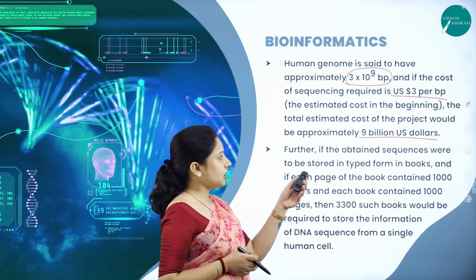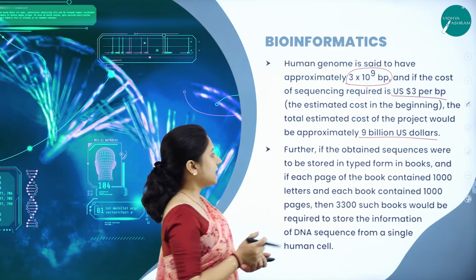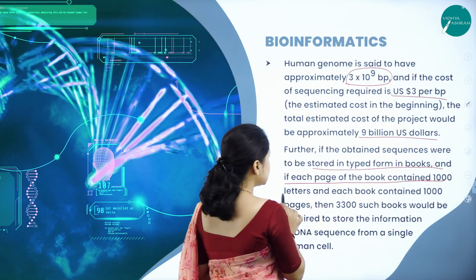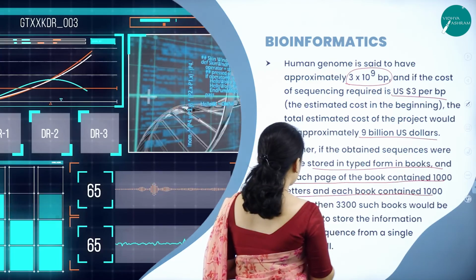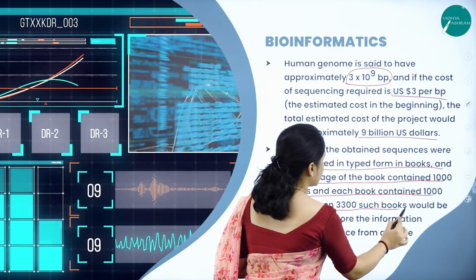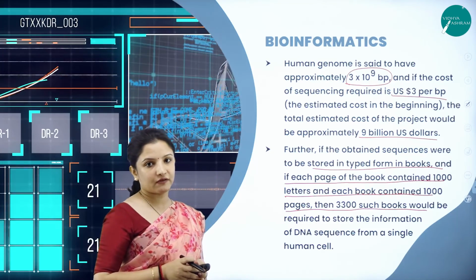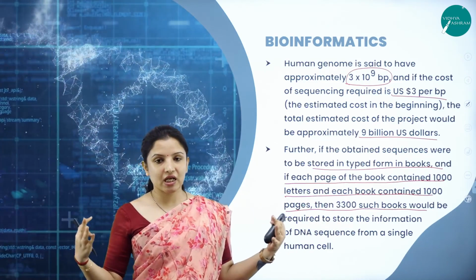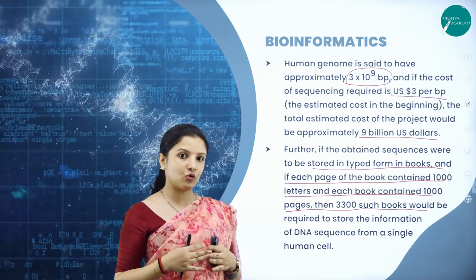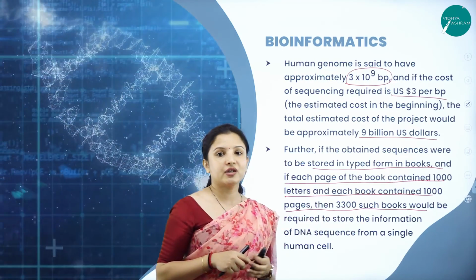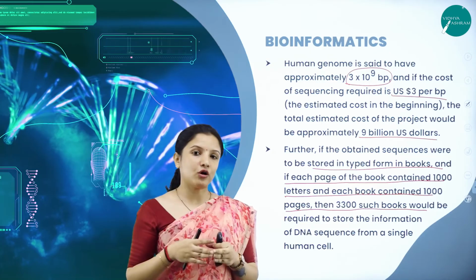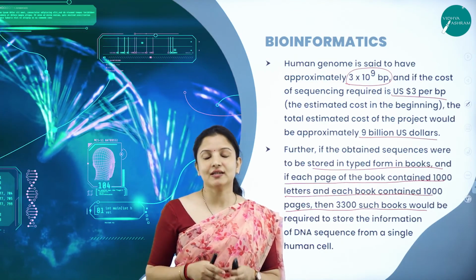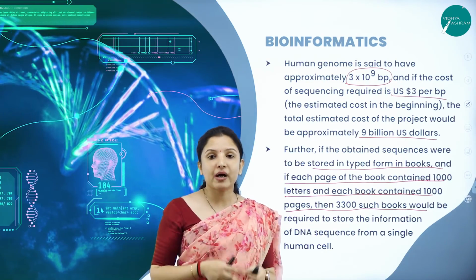And further, if the obtained sequences were to be stored in typed form in the form of books, and if each page of the book contained 1,000 letters and each book contained 1,000 pages, then 3,300 such books would be required to store the information, right? Because imagine that long stretch of DNA, the entire sequence. If it has to be stored, then 3,300 books are needed. So that is why it is not stored in the typed form, but it is stored in certain information centers, and that information center is called bioinformatics.